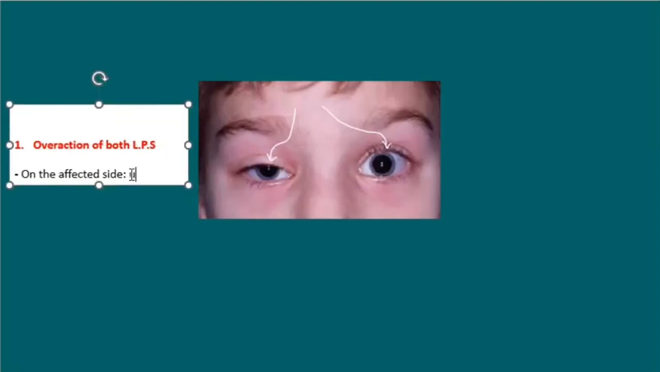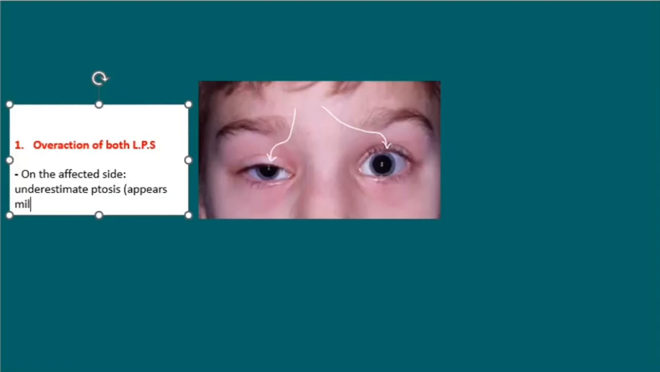So it may underestimate the ptosis. In other words, it appears milder. But it's not in every case. Sometimes the brain sends more stimulation to this levator, but this levator is not working at all, like in total palsy. So whatever impulses the brain is sending, there is no effect on this side. Okay. And on the other side, we have contralateral lid retraction.